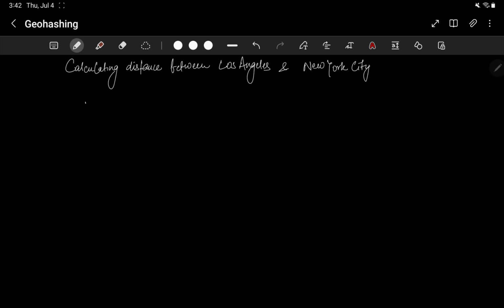So for New York City, I am taking a coordinate which is latitude 40.7128 north. Okay. And let me make it like this.